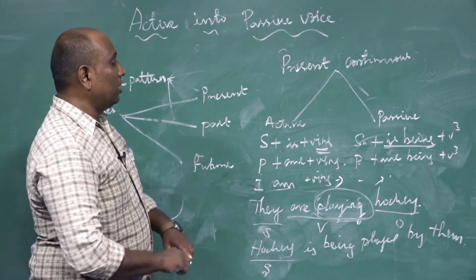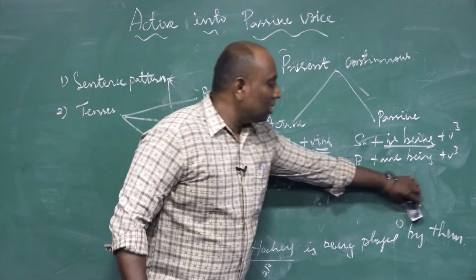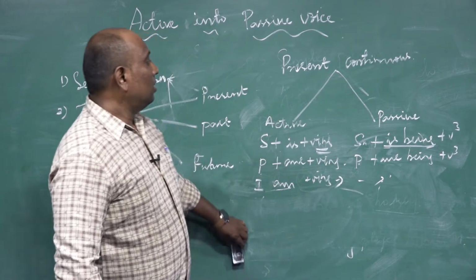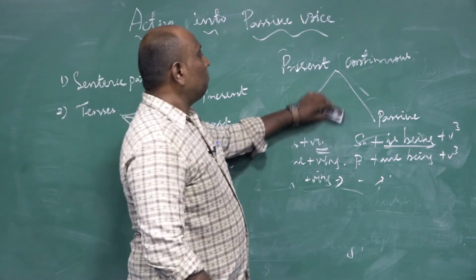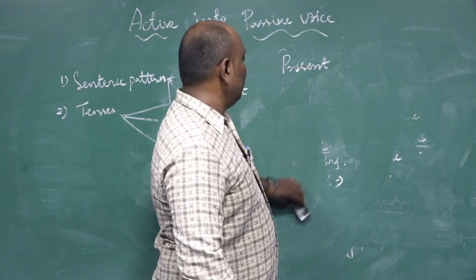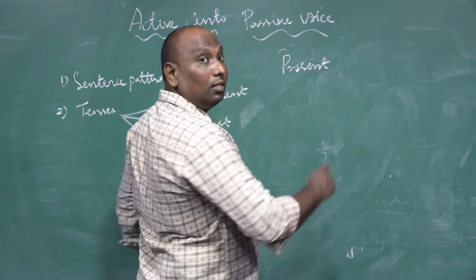So you should know this table. Without knowing that, you cannot write this tense form. So this is present continuous. Next tense form: present perfect. What is the next tense form? It is present perfect.